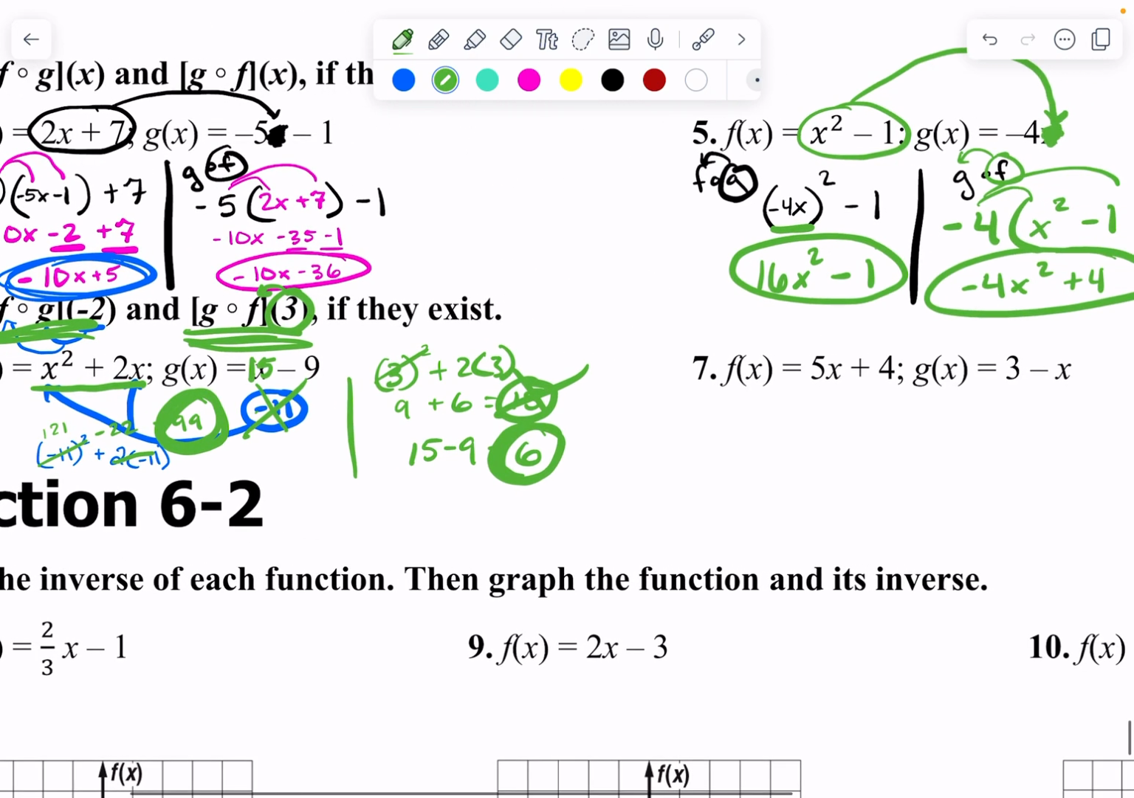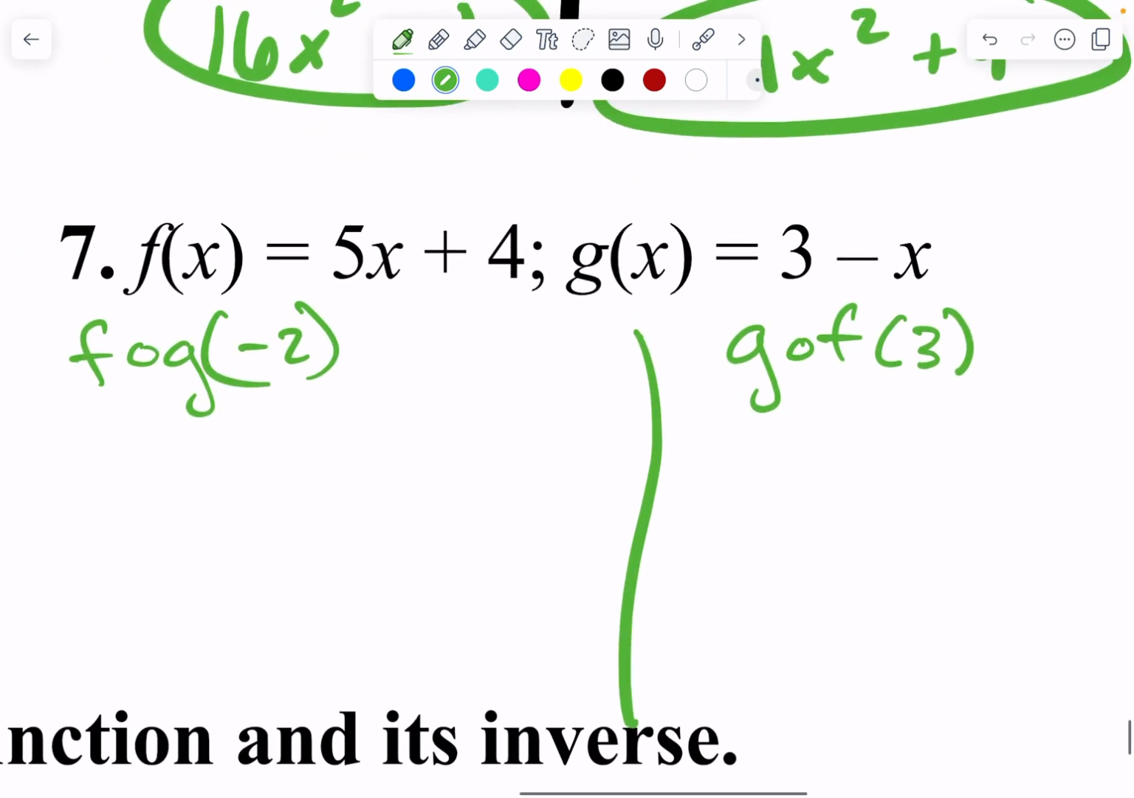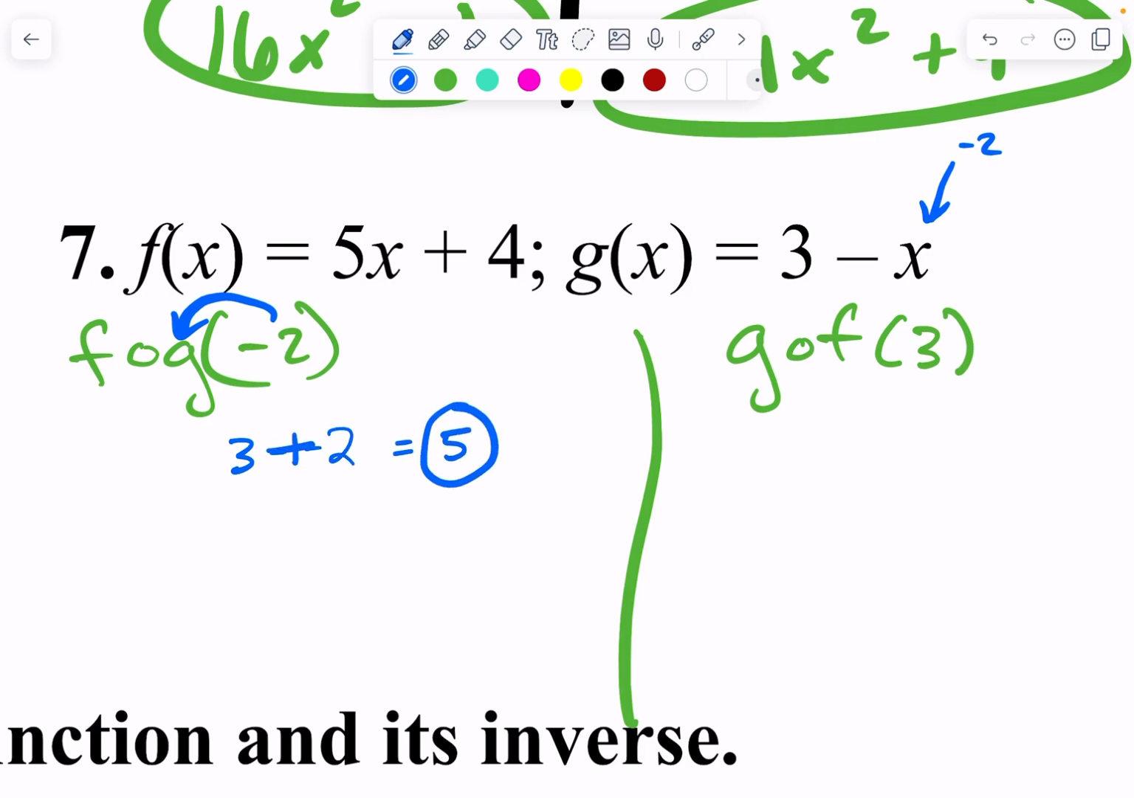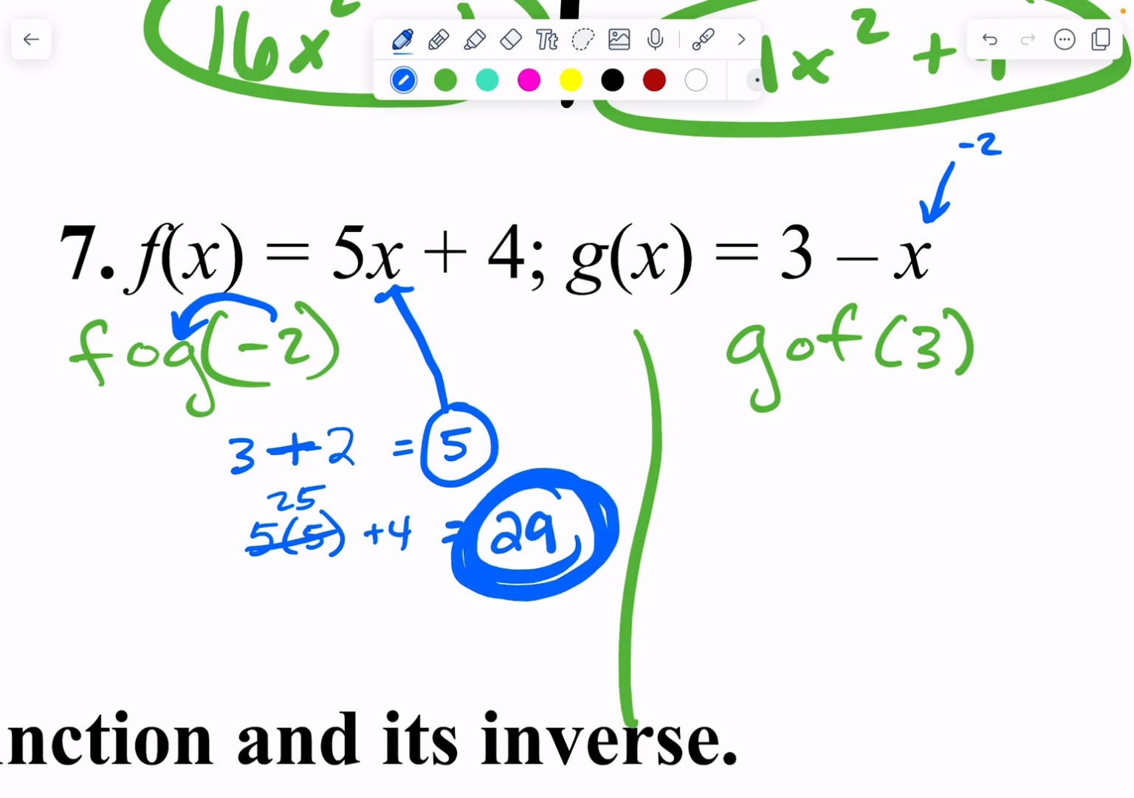Okay. All right. Let's do F composed of G of negative 2, and then let's do G composed of F of 3. So here again, we're plugging -2 into G. -2 goes in here. So I have 3 minus a -2, which is 5. Now I'm going to take 5 and plug it into F. So I've got 5 times 5 plus 4. This is 25 plus 4, which is 29. So the final answer is 29. Okay, and I'm going to cross the 5 off so we don't think that that's the answer.